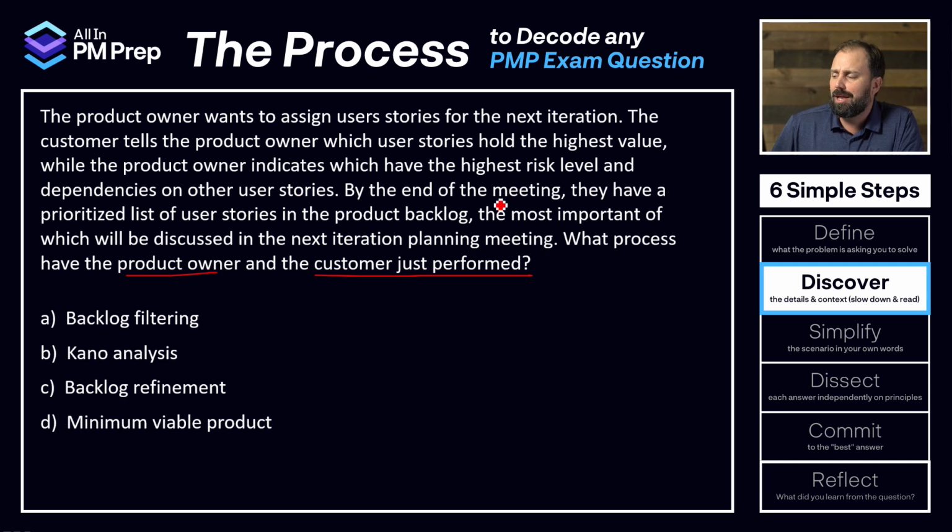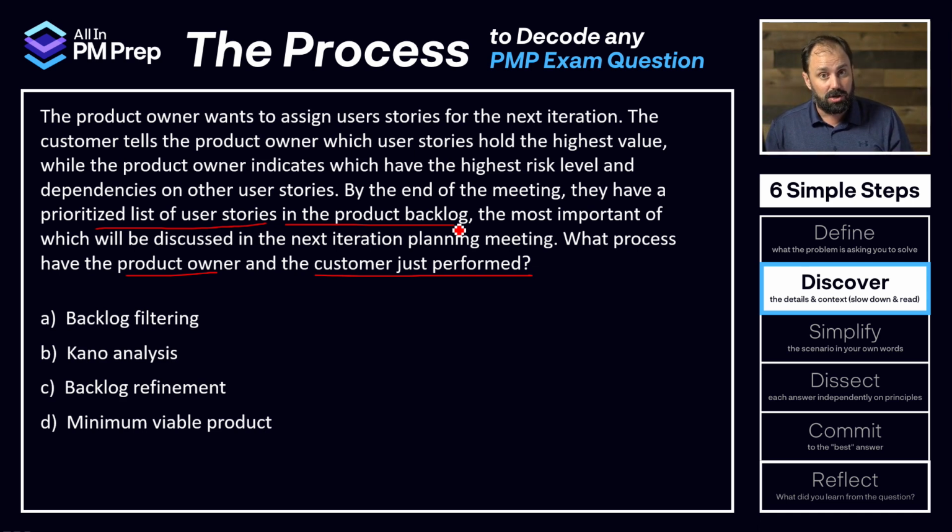Cool. By the end of the meeting, they have a prioritized list of user stories in the product backlog. Fantastic. And the most important of which will be discussed in the next iteration planning meeting. Fantastic, okay? So they are going through, they're evaluating the user stories, they're ranking them, they're creating dependencies, acceptance criteria, they're probably breaking them down.